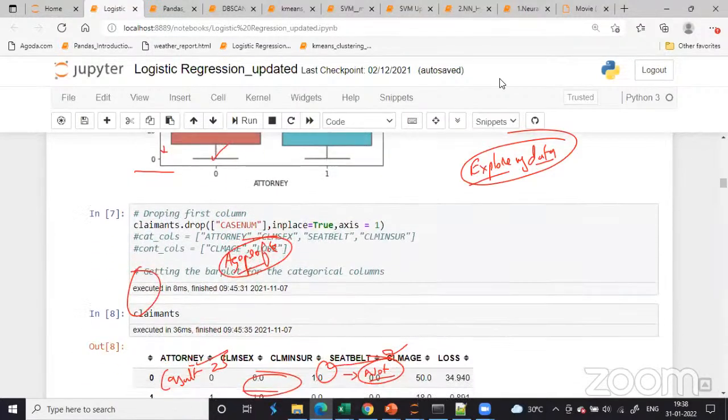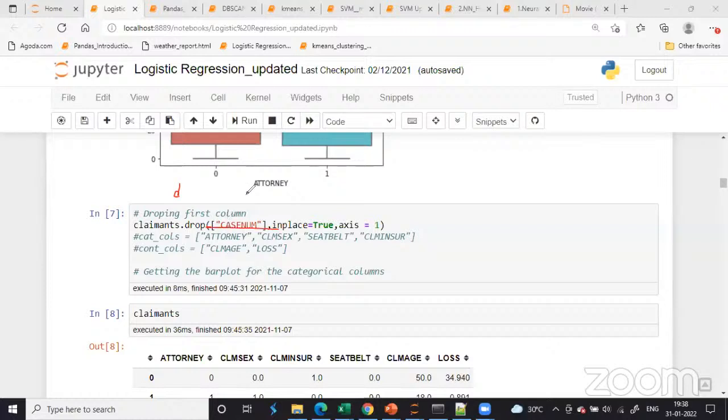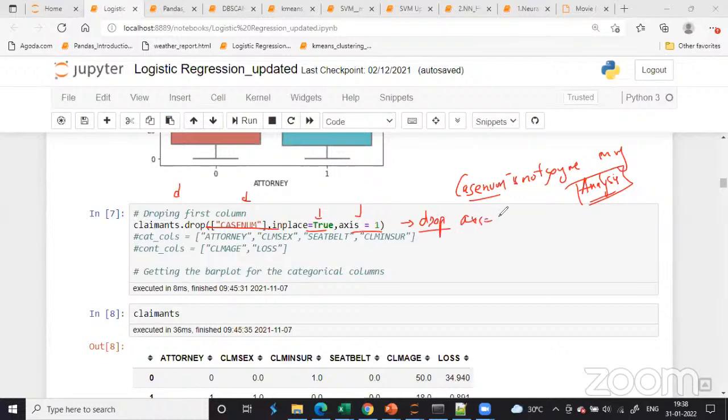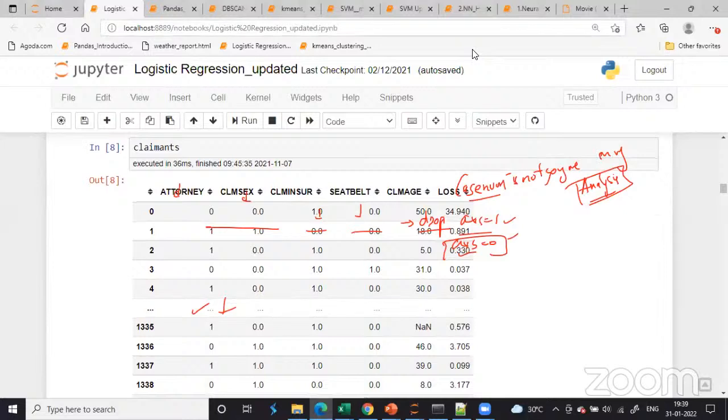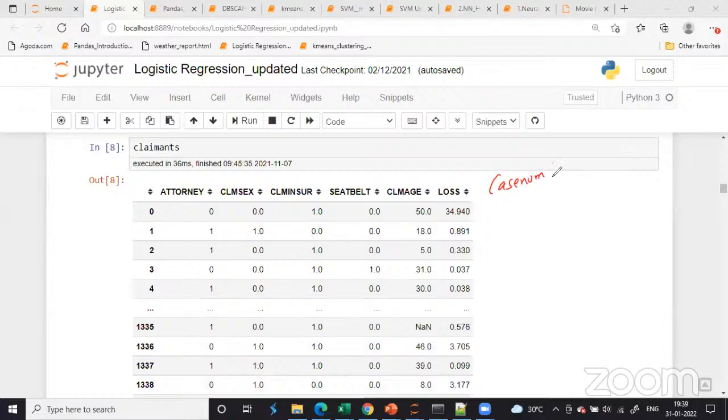Then I'm dropping my first column. I'm dropping my case number column because case number column is not going to help me in my analysis. So inplace is equal to true means I want to drop it from the original data set. And axis is equal to 1 means I want to drop my columns. So whenever you want to drop your columns, you can say axis is equal to 1. Whenever you want to drop your rows, you can say axis is equal to 0. So now your case number column has been dropped.